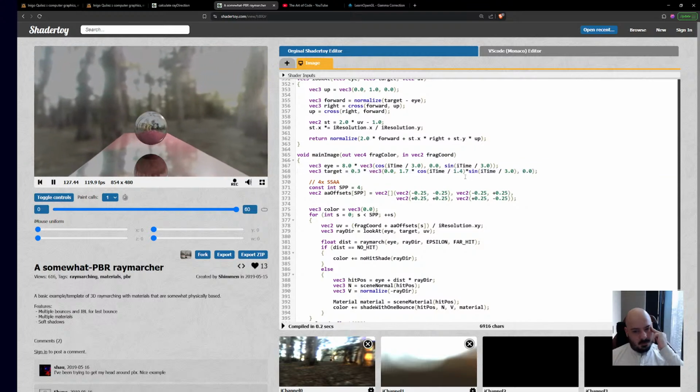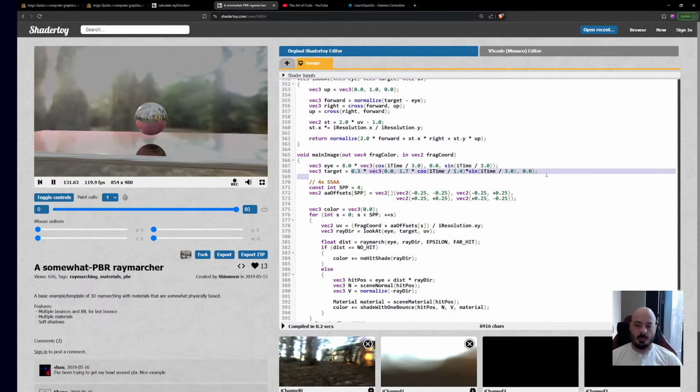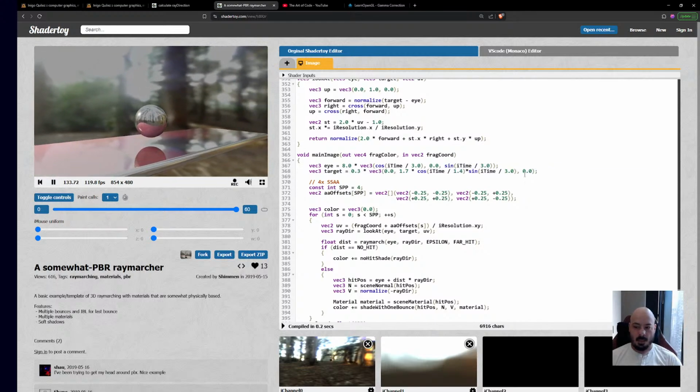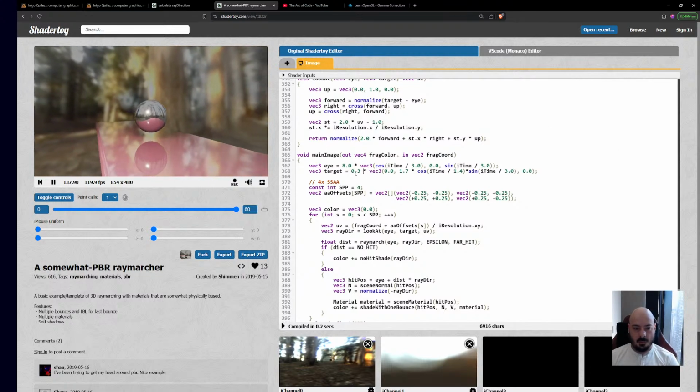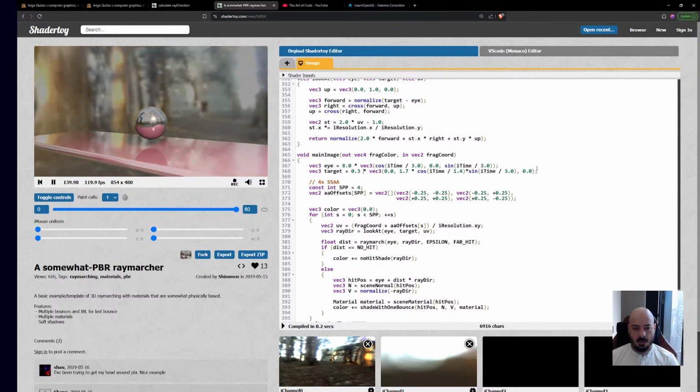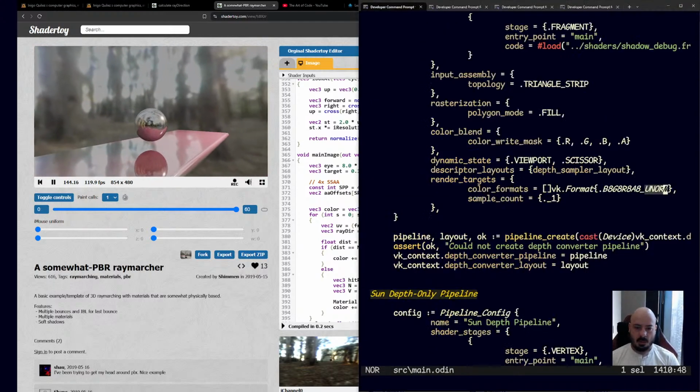Actually, I got an idea. If we pass in the target from... yeah, exactly. Expanded form of a lookat matrix. Thanks, Dandy. So I'm thinking maybe I just pass it in as a uniform from the CPU. Right? That would work, right?